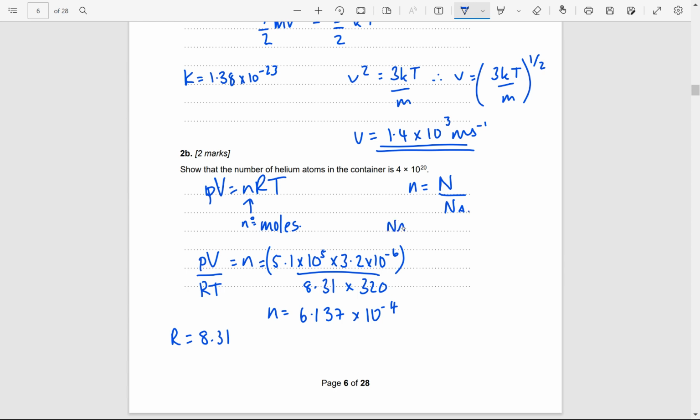So Avogadro's constant, and I'm very happy to spend some time with anybody that struggles with this. Avogadro's constant says that Na is this quantity of particles, molecules, if you will, atoms. Particles, molecules, atoms, we don't really differentiate in physics. We leave that to the chemists. So Na is Avogadro's constant, and that is a certain number of particles.